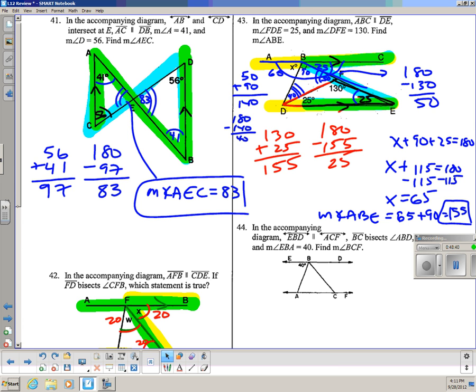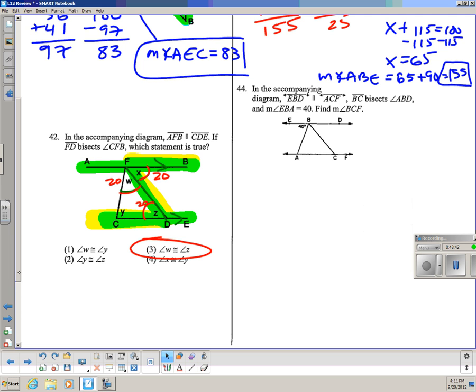Last but not least, number 44. In the accompanying diagram, it says EBD is parallel to ACF. BC bisects angle ABD. So angle ABD is being bisected here. Swoosh and swoosh. EBA is 40. Find the measure of angle BCF. So a couple of things you can do here. I know these three angles, the 40 and the two equal guys, add up to 180.